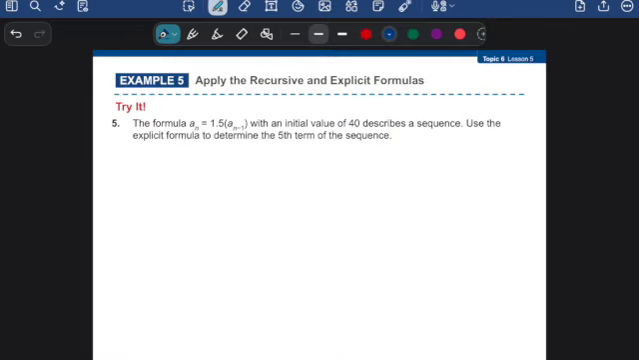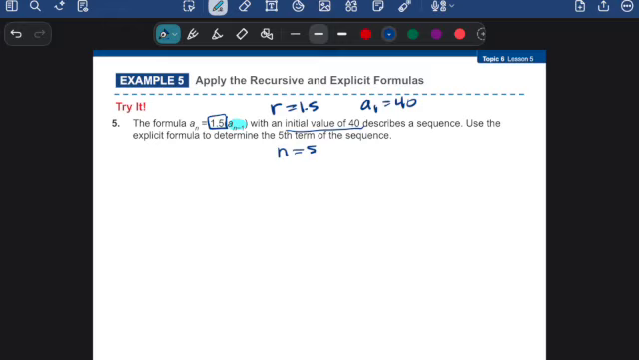The formula a of n equals 1.5 times a of n minus 1. So this is our recursive formula, right? It tells us we have to know the previous term, but I can identify the pattern right away. What am I multiplying by over and over again? I'm multiplying by 1.5. So I'm just going to write that right now because I know that. It has an initial value of 40. That means a of 1 equals 40. Use the explicit formula to determine the fifth term. So now I'm going to look for a of n when n equals 5.